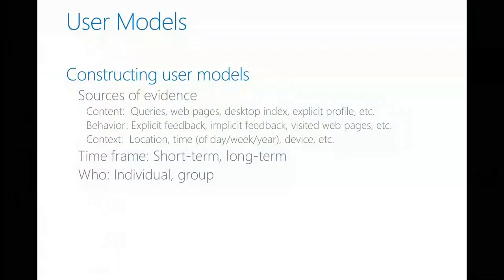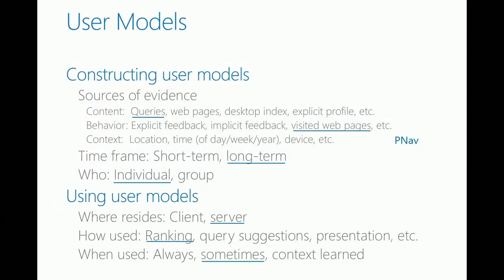So one is a very simple system that Michael mentioned earlier, done both at Yahoo when she was an intern and at Microsoft, called Personal Navigation. That system takes as a model of a person's interests only their previous queries and the pages they clicked. So a pretty simple model. It's long term. It looks at people over a year or more. It's done at the individual level. The model in this case resided on the server, and it was used to sometimes influence ranking.